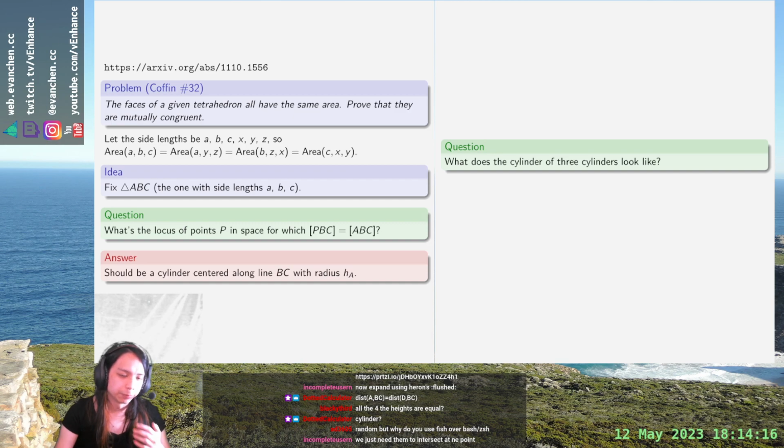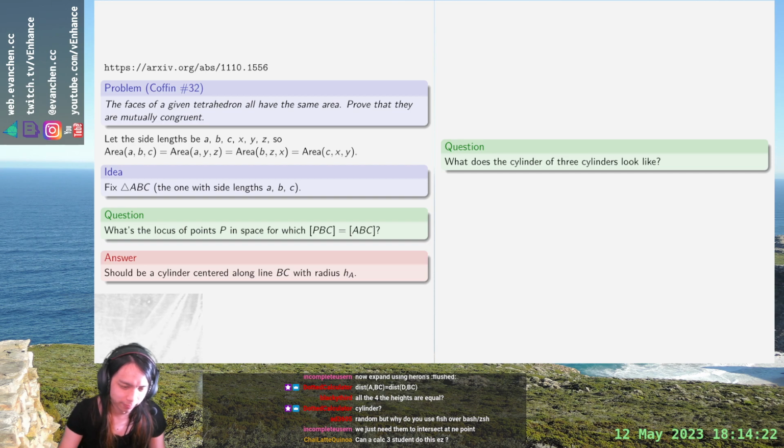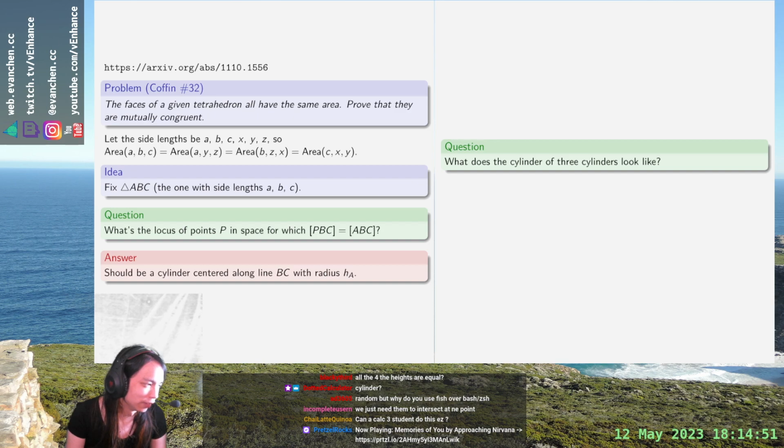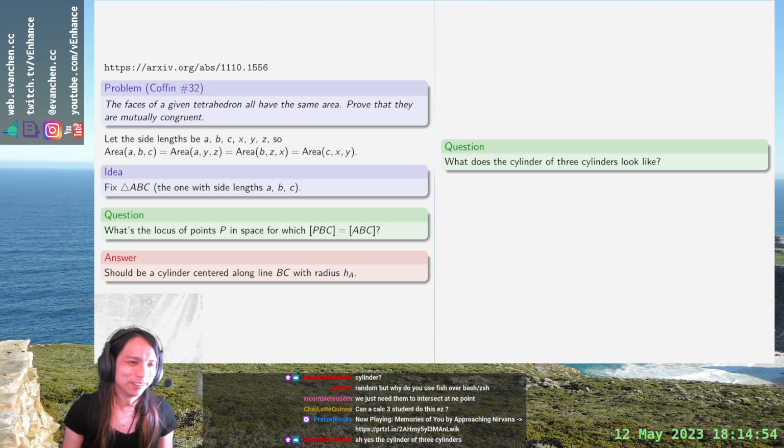For 83605, I think I switched to Fish because it was better than Bash. Bash is not that good, just period. It's the standard because everyone has it, but I think the general consensus is that Fish and Z-Shell are just better. The autocomplete's better, the defaults are better, blah, blah, blah. I just picked up Fish first, and then I was like, oh, this is pretty good. And then I never bothered to try Z-Shell. My understanding is Z-Shell is more popular than Fish, but I just never bothered to switch after I got used to Fish. Can a Calc 3 student do this easy? Honestly, some of them might be.